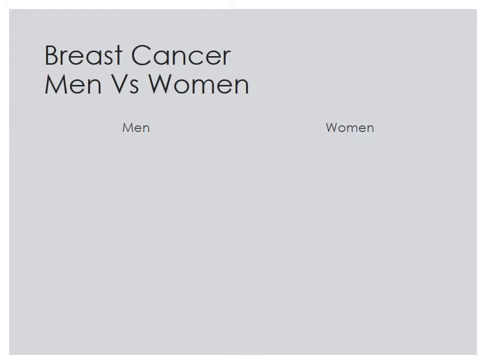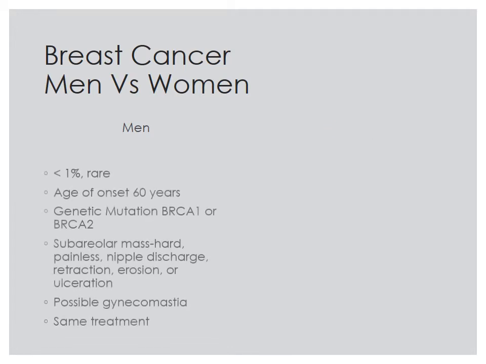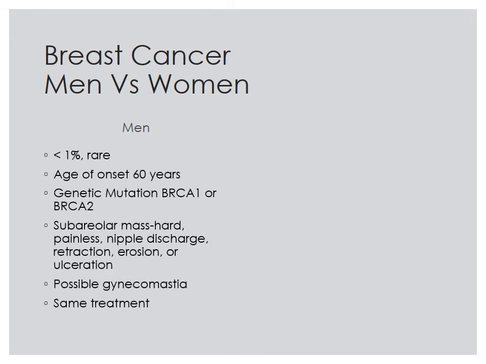Okay, let's discuss breast cancer, men versus women. We'll talk about men first. It's less than 1%, very rare. The age of onset is 60 years. It's a genetic mutation of BRCA1 or 2. It affects the subareolar area, with a hard, painless mass, nipple discharge, retraction, erosion, or ulceration. It may possibly be mistaken for gynecomastia, and they have the same type of treatment as women do.